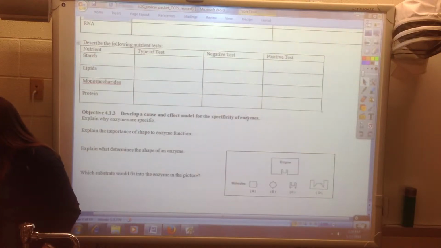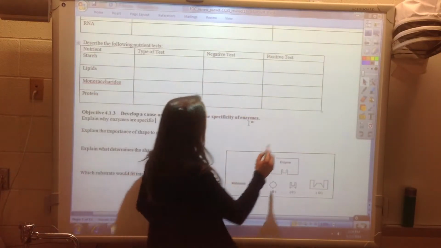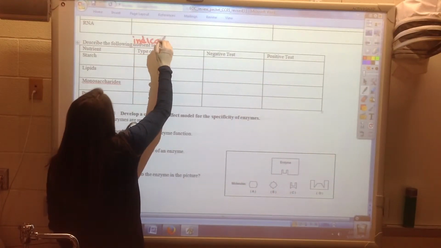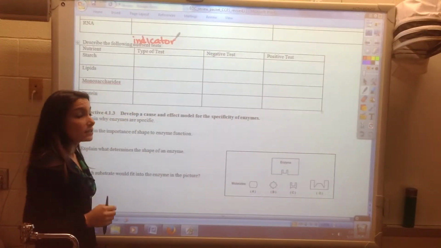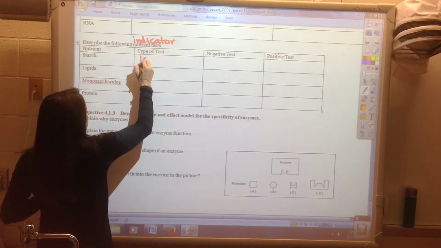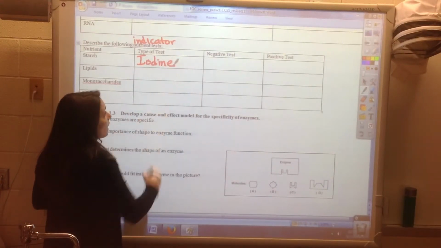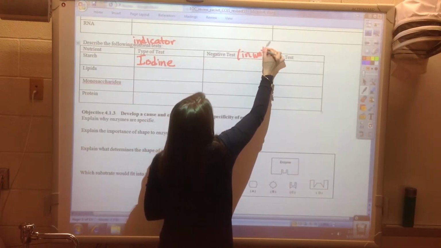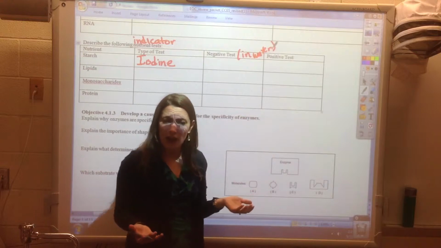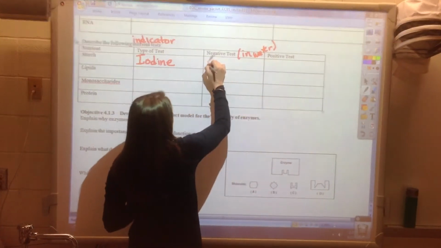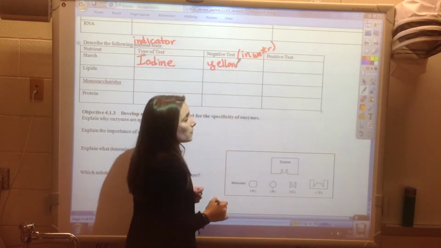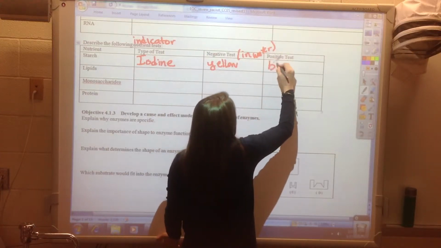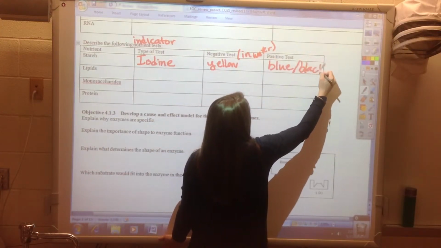As we move down, we look at nutrient tests. Where it says nutrient tests, I'd also like for you to write indicator. These are our 4 indicator tests. So for starch, we use something called iodine. And iodine, when it's just in water, so let's write this here, in water, that would mean there is no starch if iodine is just in water. When it's just in water, it's really a yellow. But if we put iodine in starch, it turns blue, black.